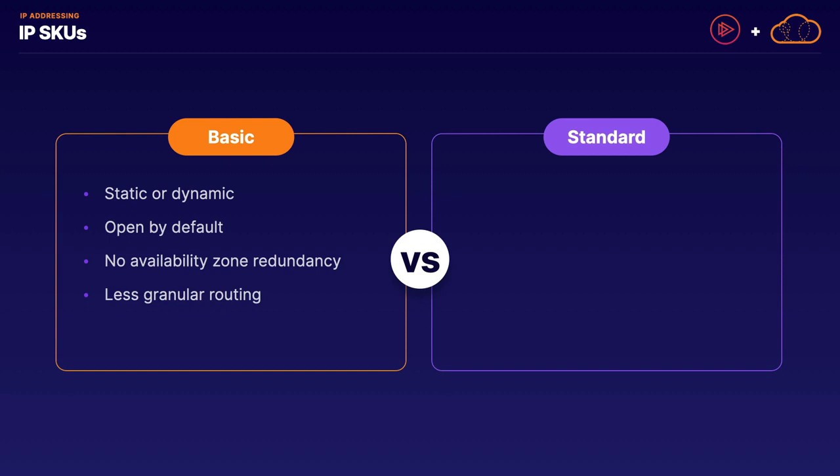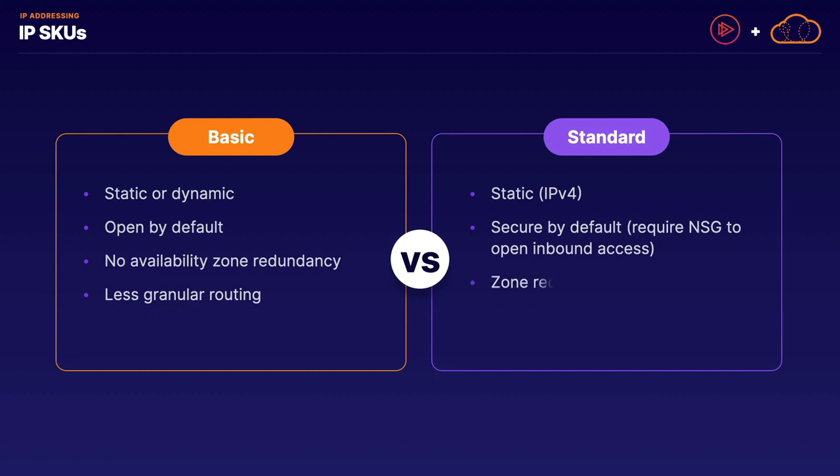Also, with basic IPs, there is no availability zone redundancy, and you also have less granular routing options with basic IP SKUs. By comparison, standard IP SKUs are static only. You cannot have a dynamic standard IP SKU, and that's specifically referring to IP version 4. Compared with the basic SKU, all standard IP SKUs are secure by default, which means that for standard IPs assigned to a virtual machine, all incoming traffic is blocked until you create a network security group to explicitly allow certain types of inbound access. And also compared to a basic SKU, you do have zone redundancy, and it gives you more granular routing options.